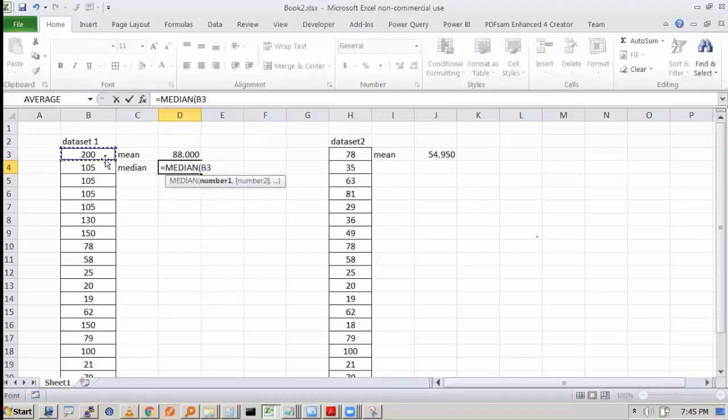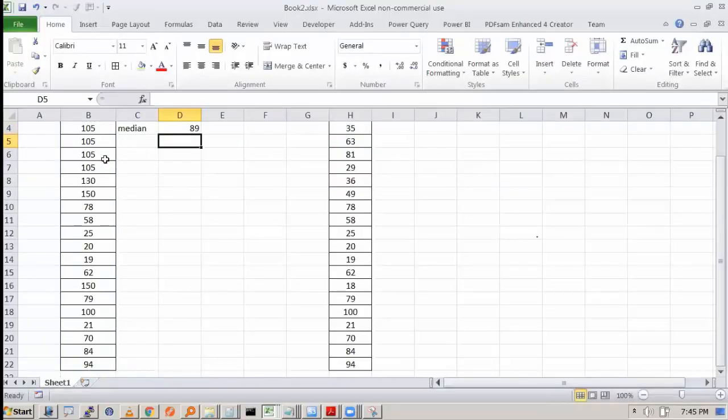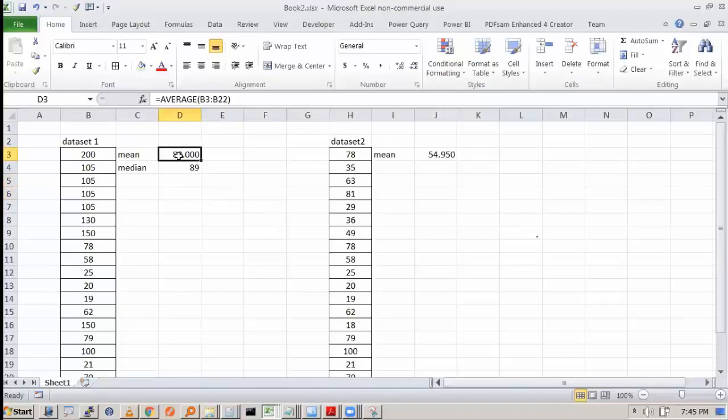So median, again we'll select this, and we have got a value. So here mean is 88, median is 89. So not much difference is there. Let's see if we can make it 250. What should happen to the mean? If the first point, instead of 200, I make it 250, you can see that the mean has changed, but the median has remained the same. So median will not change if one of the highest ones is being changed.